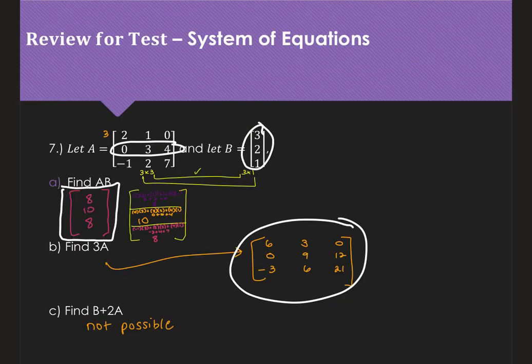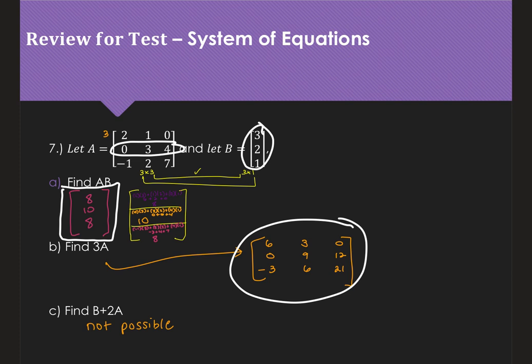Number 7 was your matrices. The first one was multiplying. This was a 3x3 and a 3x1. Because the middle 2 matched, you could do it. The outer 2 were the dimensions. It's not going to give you a box, it's going to be a blank line, so you're going to have to figure out your dimensions.